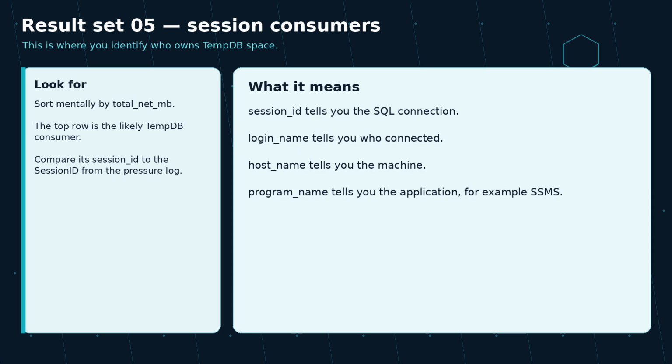Result set 05 lists sessions that currently own TempDB user object or internal object space. The list is ordered by total_net_MB, so the largest consumer should appear at the top. The row includes the session ID, SQL login, host computer, program name, user object megabytes, internal object megabytes, and total megabytes. In this lab, the top session should match the session A ID and should identify SSMS as the program.